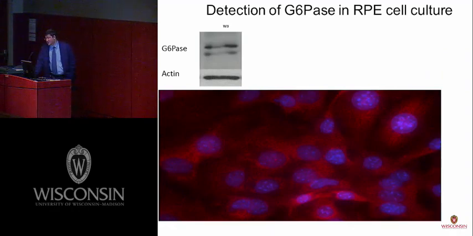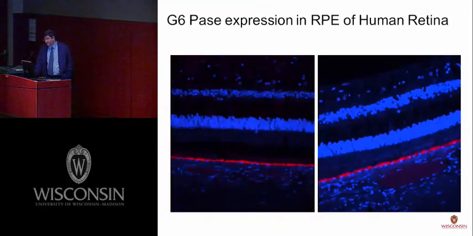So we isolated the protein of this enzyme in the RPE cell culture with Western blot here, and we also used immunofluorescence against this protein in the RPE cell culture, and the red area shows the activity of glucose-6-phosphatase. The RPE cell culture is a good tool to test the toxicity of a drug and find the therapeutic level of the drug before injection in the animal model.